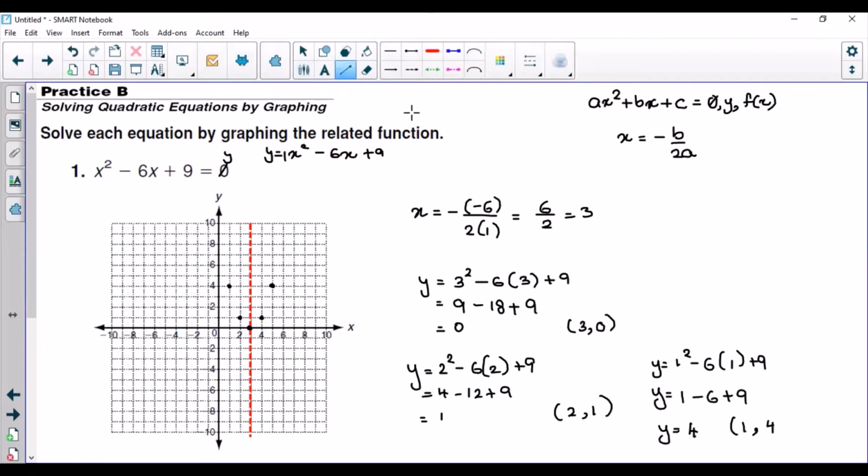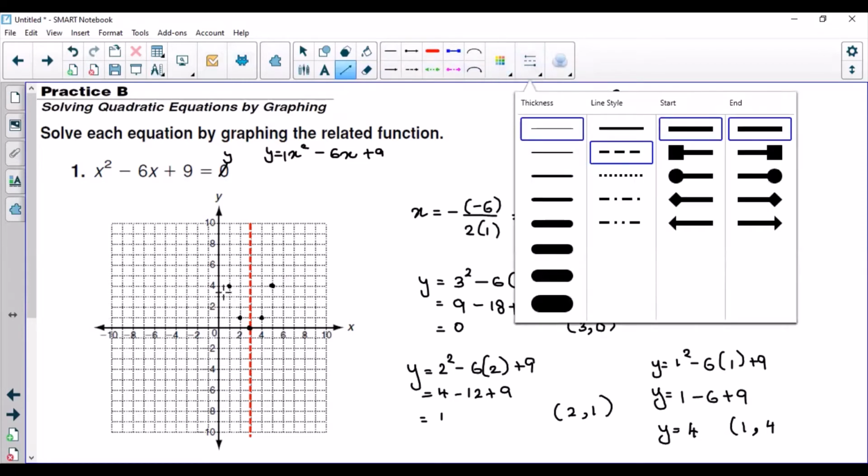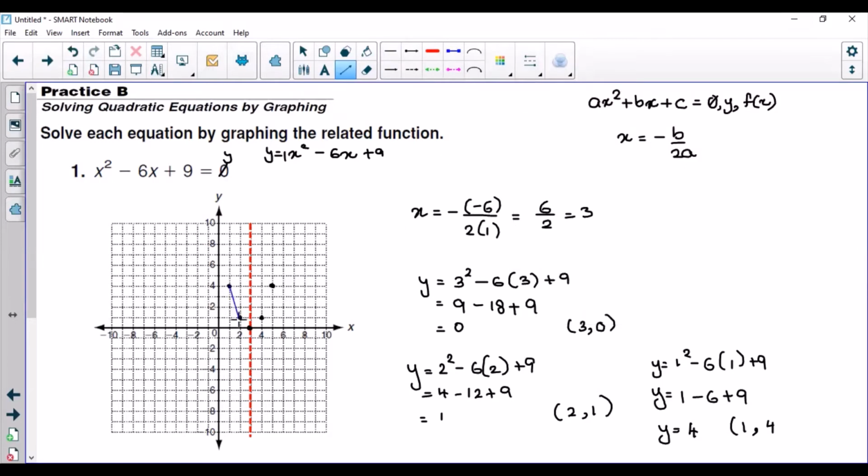All you've got to do is join the graph. So when you're joining, do be careful. It needs to be a U-shaped graph because we are drawing quadratic functions. So try your level best to keep it as U-shaped as possible, not a V, because the shape of V comes for absolute value equations.